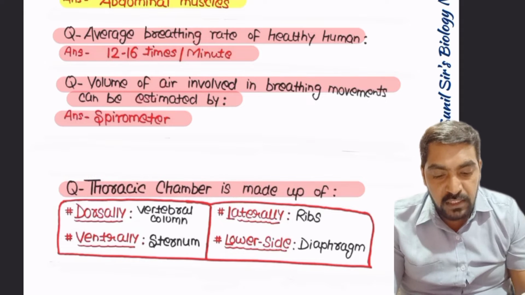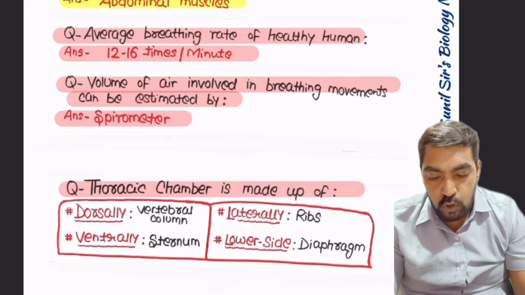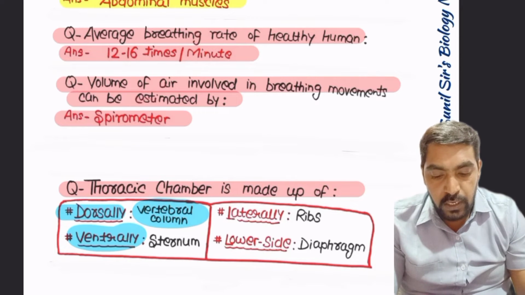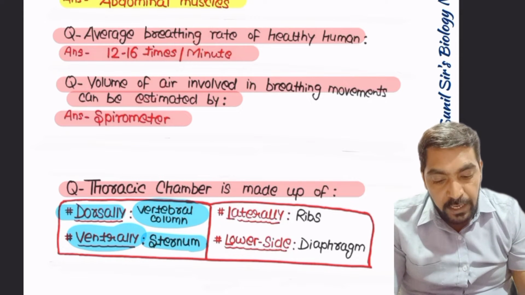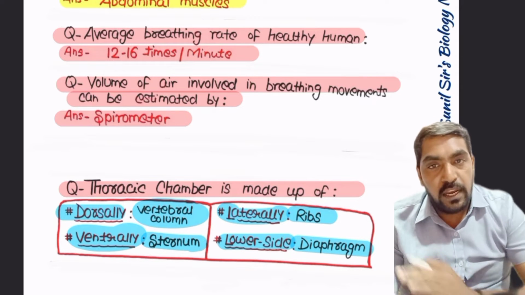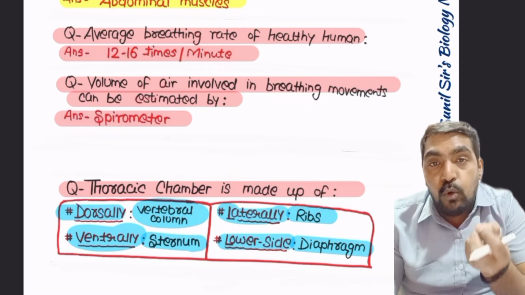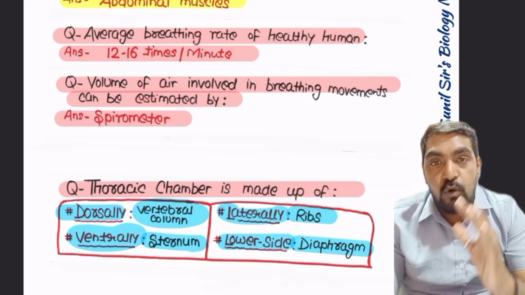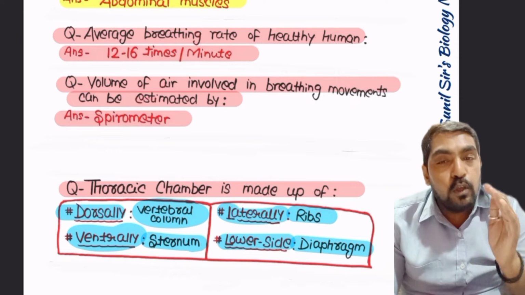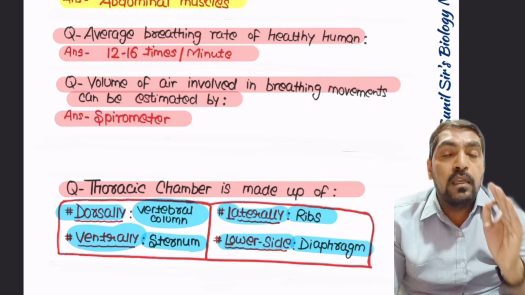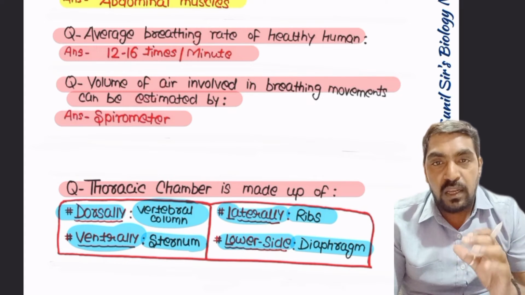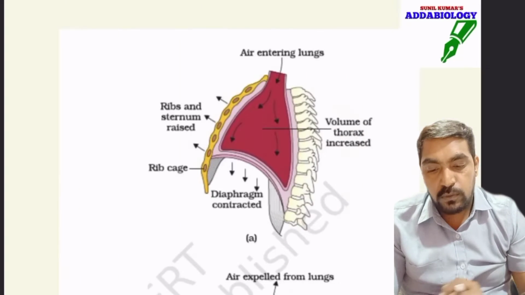Let's talk about the thoracic chamber, what it is made up of. Dorsally it is the vertebral column, ventrally it is the sternum. Laterally what is present? We say ribs, and on the lower side, diaphragm. Because your lungs are like balloons, the more air you fill in, the balloon will expand. Expansion can lead to bursting of the balloon, but your lungs never burst. Why? The reason is very simple. It is protected or guarded by this thoracic cavity that we call the rib cage.